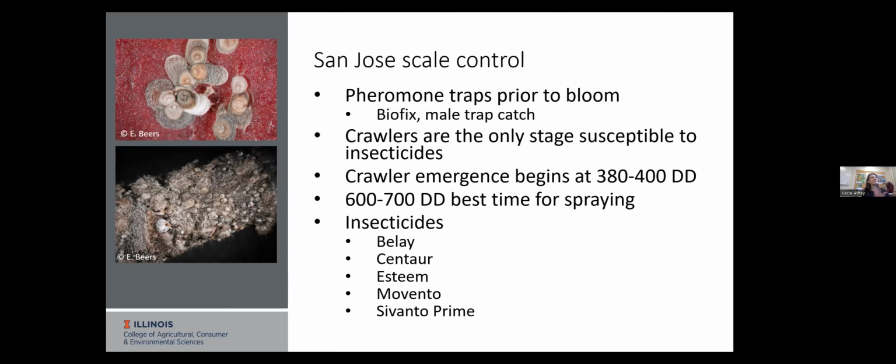I'm sorry, I misspoke. I forgot. Yes, pheromone traps. There are pheromone traps for San Jose scale, and they should be put at bloom as well. And so once you start getting those tiny males, then that's when you can start thinking about treating. Again, like I said, the crawlers are absolutely the only stage that is susceptible to insecticides. And I've added some degree days here of when you should be spraying. Again, when you're using those sorts of models as well as you get going, those numbers will start to make more sense. And then I've listed some things that are labeled for San Jose scale control.